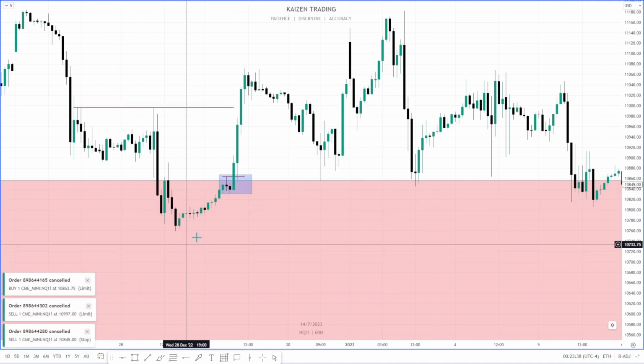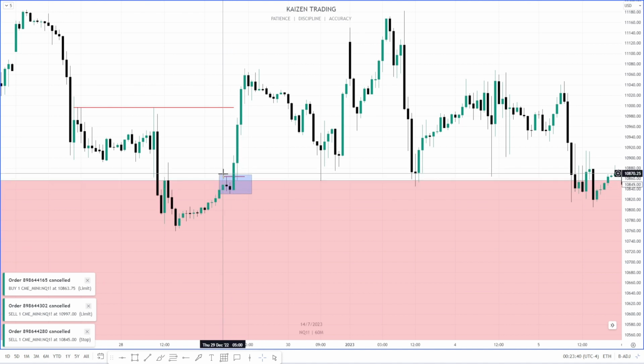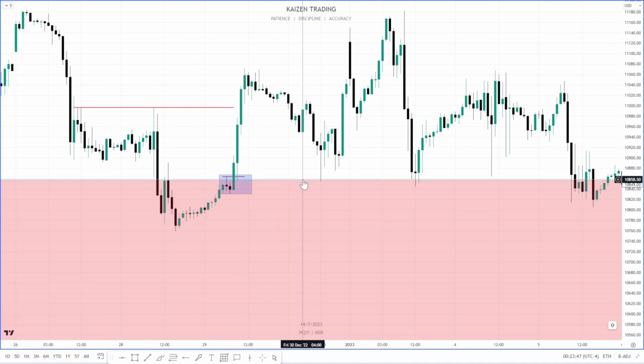Just to give you an idea of why it's important to take these setups, because they're going to pay when your higher time frame is telling you to go in the right direction. Okay, so now we'll look at this area on a lower time frame.